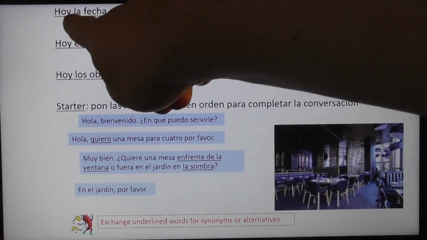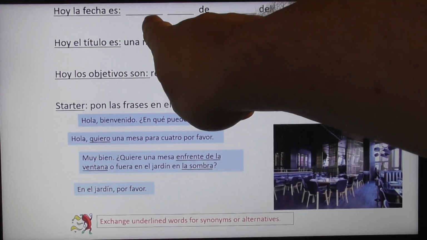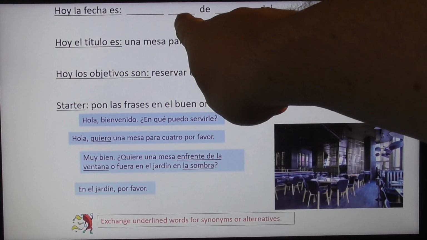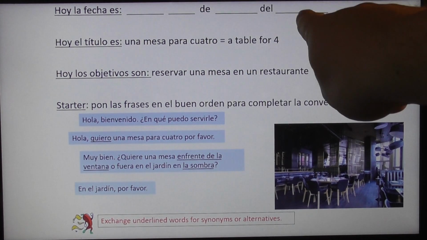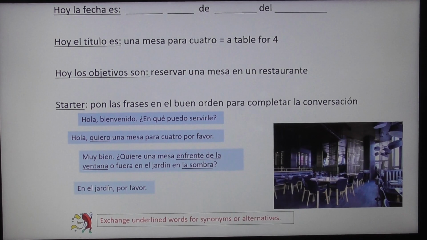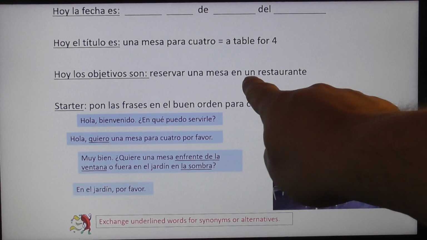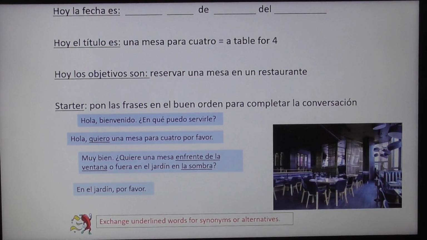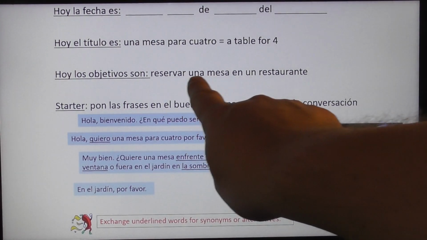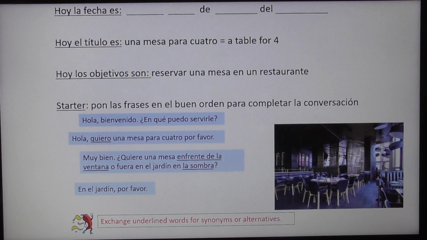Okay, so hoy la fecha es, so today the date is, and here you're going to put your day of the week, the actual date, the number, the month, and then the year. The title, Una mesa para cuatro, a table for four. The objective should be reservar una mesa en un restaurante, meaning to reserve a table in a restaurant. And we've seen the word mesa so many times.